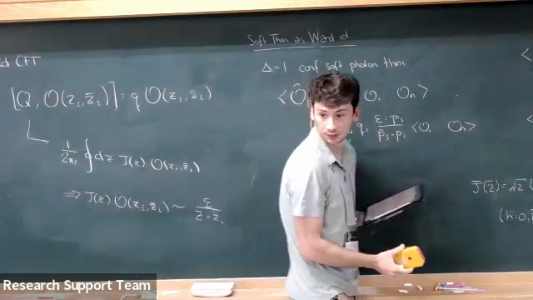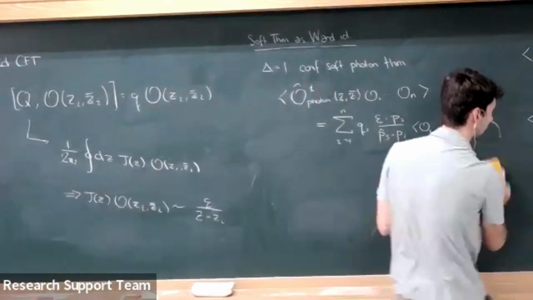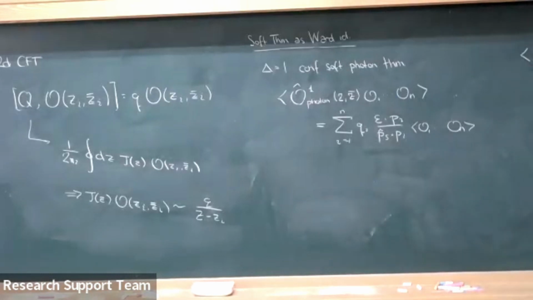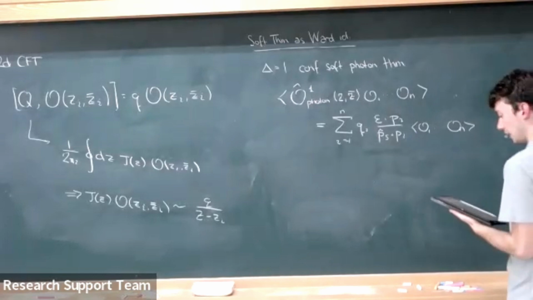So I've done a case for the soft photon theorem and what this means in celestial CFT. Let me make a few more comments before turning to asymptotic symmetry.